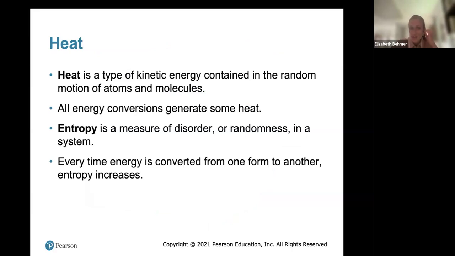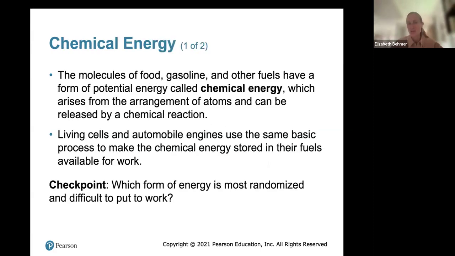A few more key terms. Heat is a type of kinetic energy contained in the random motion of atoms and molecules, and all energy conversions generate some heat. Entropy is a measure of disorder or randomness in a system. As entropy increases in a system, that means the disorder or disorganization in that system is increasing. And again, a reminder that every time energy is converted from one form to another, entropy, or disorder, increases.